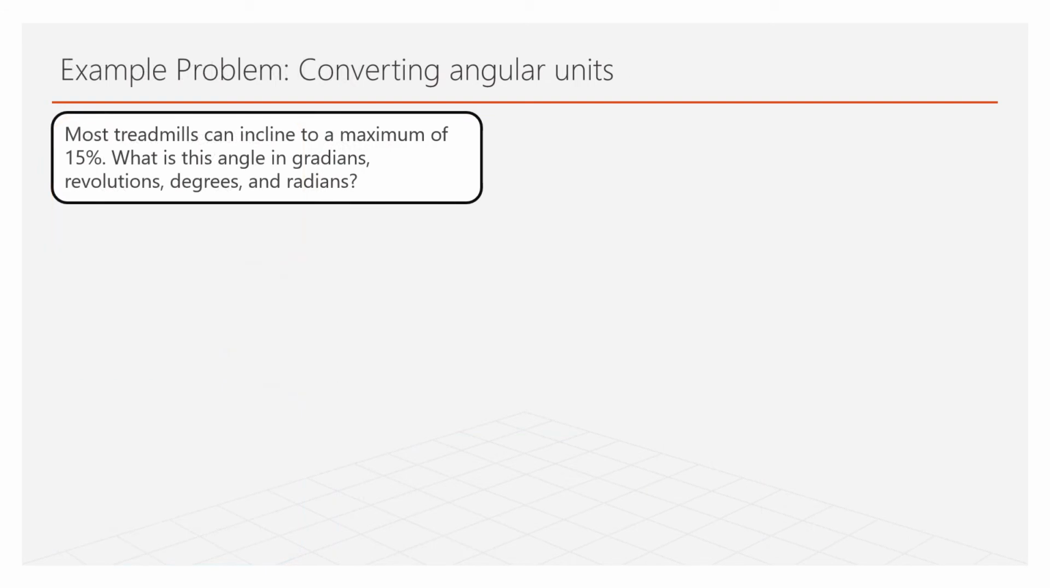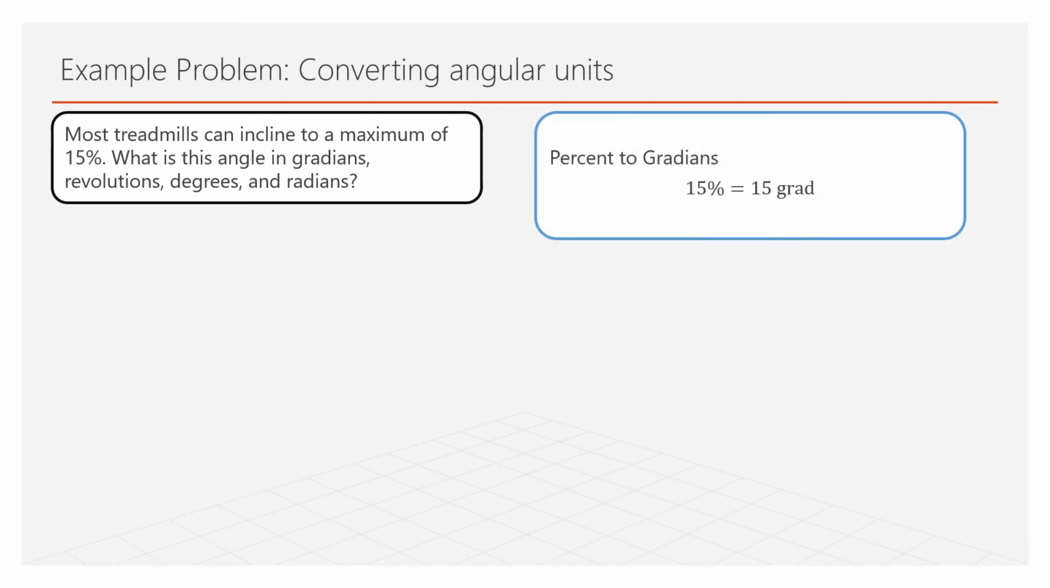Let's now do an example problem of converting different angular units. Most treadmills can incline to a maximum of 15%. What is this angle in gradians, revolutions, degrees, and radians? As we saw in the previous slide, sometimes the percent sign is used to represent gradians. So 15% incline equals 15 gradians.